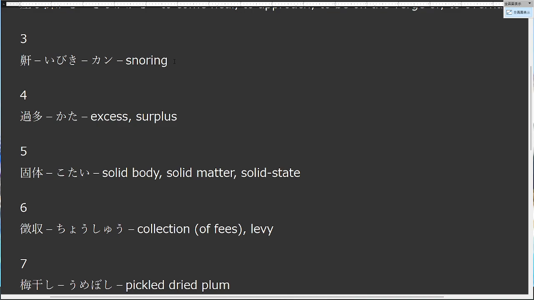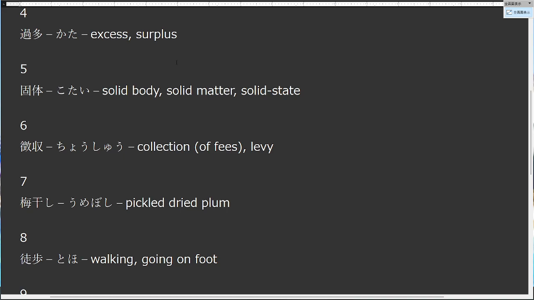Ibiki or kan is snoring. Kan is also our onyomi for the drying kanji, so that kind of makes sense. Ibiki or kan is snoring.